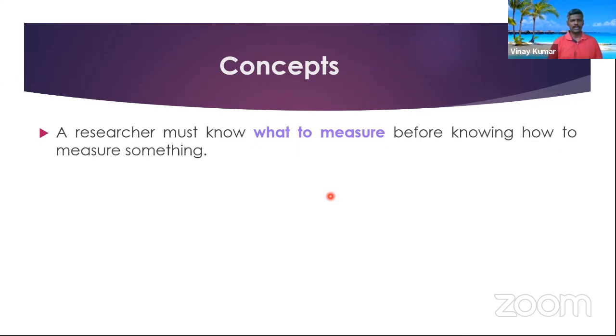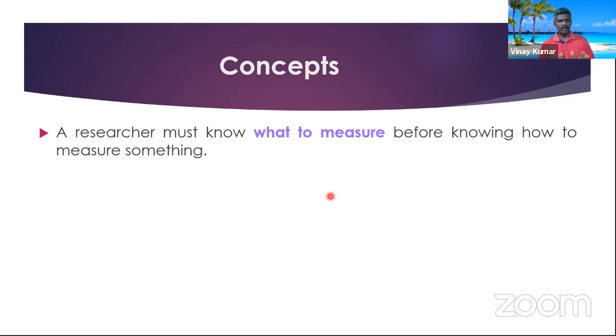So researchers should always understand that they should be very clear with what they have to measure before knowing how to measure something. Because these days we have all the software, so the technology is there which helps a researcher to measure. So we need not worry much about how to measure something, but a very important decision that a researcher has to take is what to measure. The software or the technology will not take the decision, but as a researcher, you and I have to take the decision what to measure.